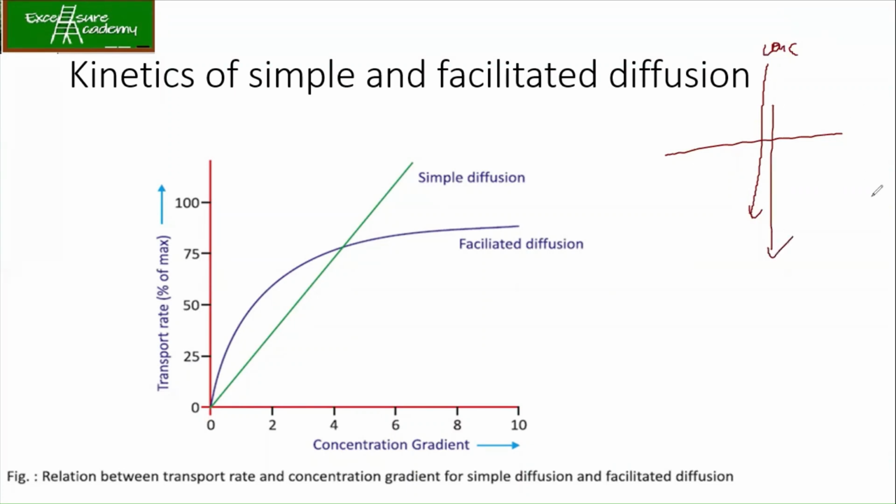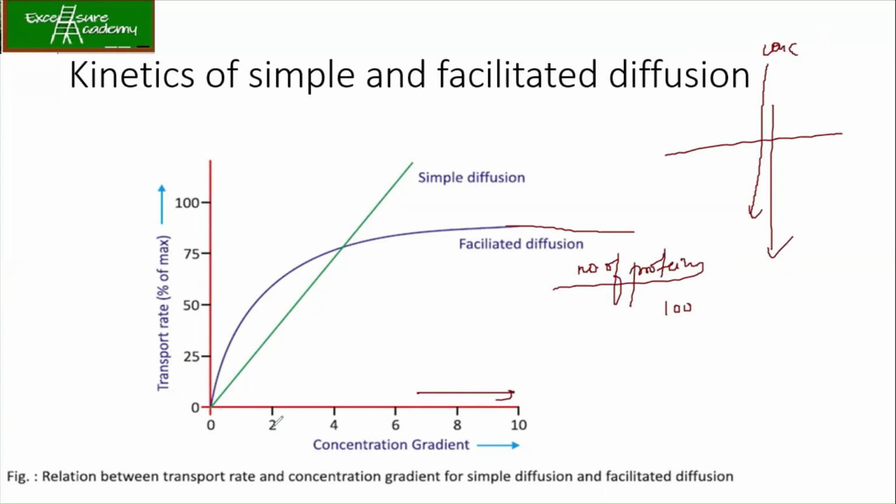ठीक है? Now, what happens in the facilitated diffusion? After a point, see concentration gradient आप कितना भी बढ़ा लो, but after a point it is going to reach its saturation because you can't increase a number of proteins which is already present. ठीक है? If it was 100, then only 100 proteins can get involved in the transporter. Okay, is this much clear?